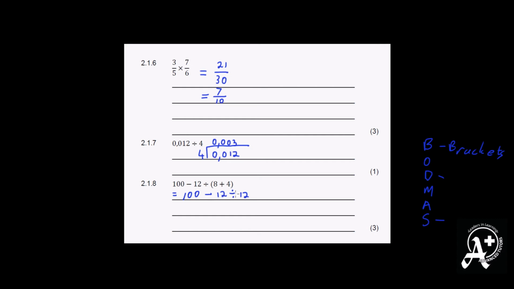So we are basically going to do our division first, and if we wanted to, we could even put this in brackets for ourselves just to make it easier. So we've got 100 minus 12 divided by 12 is simply 1. So 100 minus 1 will be 99.